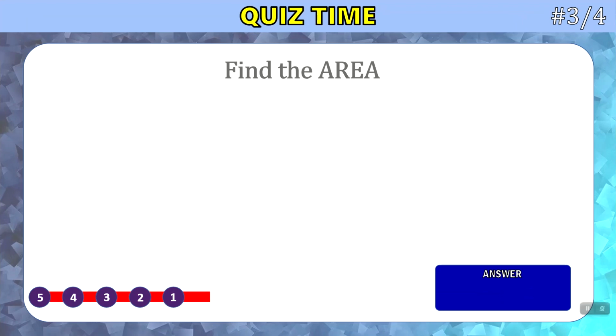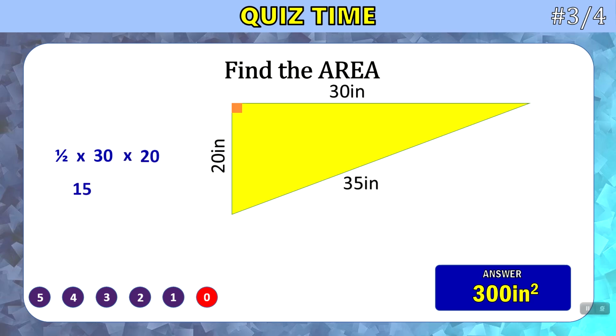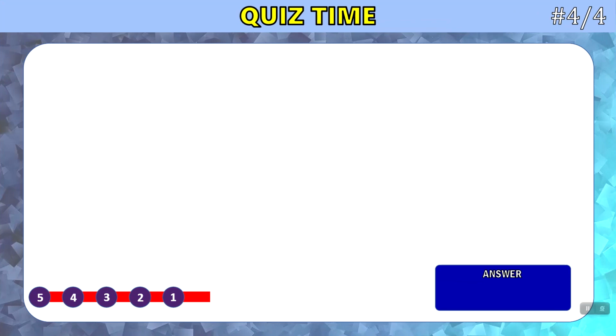Question 3. Find the area. Can you find the base and the height very quickly? The answer is 300 inches squared. If you took half of the base is 30, multiplied by 20 as the height, half of 30 is 15, multiplied by 20 is 300. And question 4, find the area.